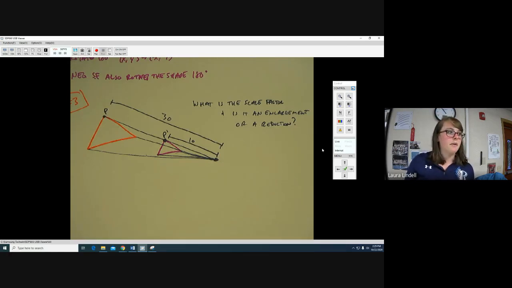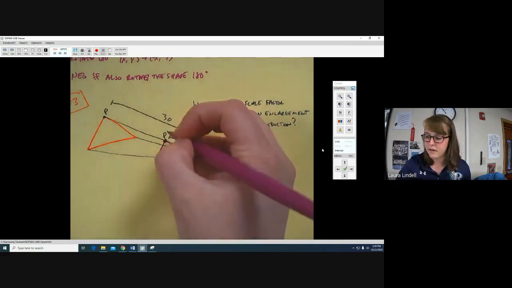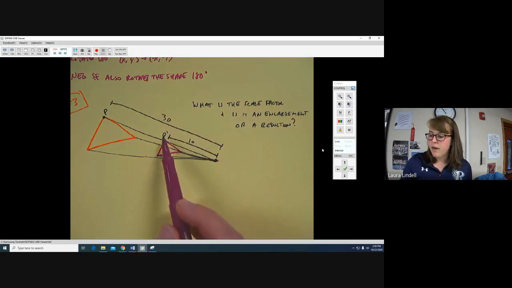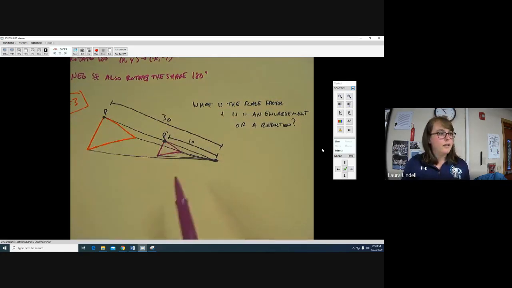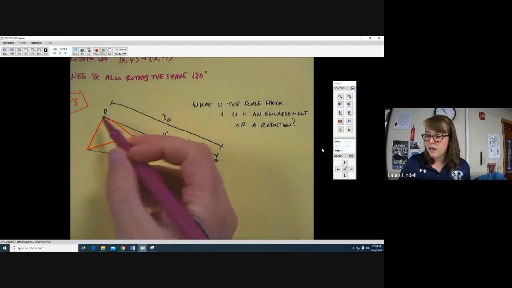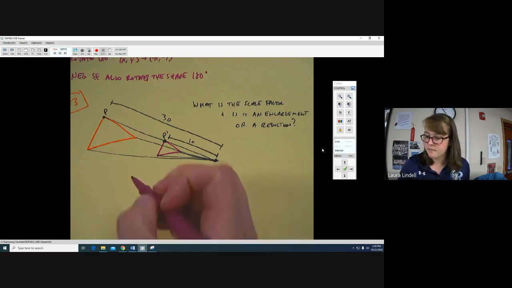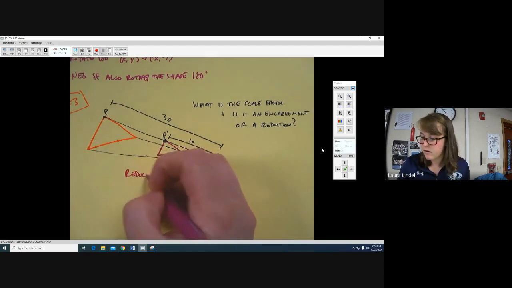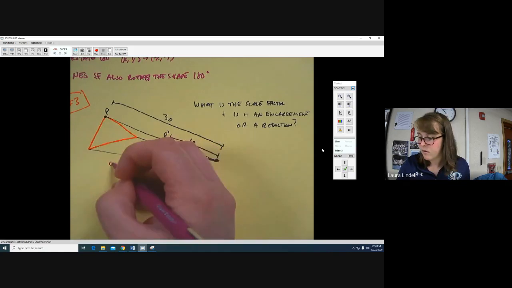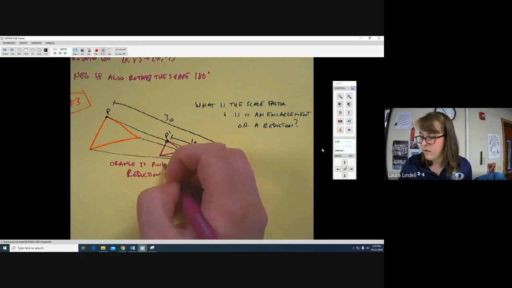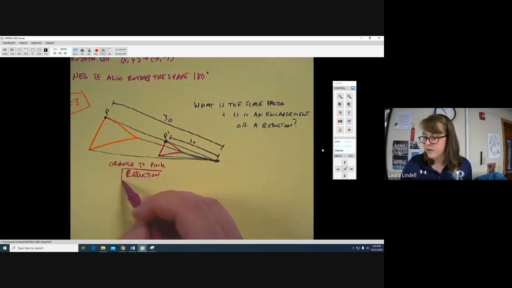Orange. Okay, we're guessing orange because I drew it first. There we go, Caleb. Orange because pink has that symbol, that apostrophe. We have P and we have P prime. Remember the one with the prime, the apostrophe, always comes second. So the orange shape came first. So if I'm going from orange to pink, it's a reduction. So we know it's a reduction.